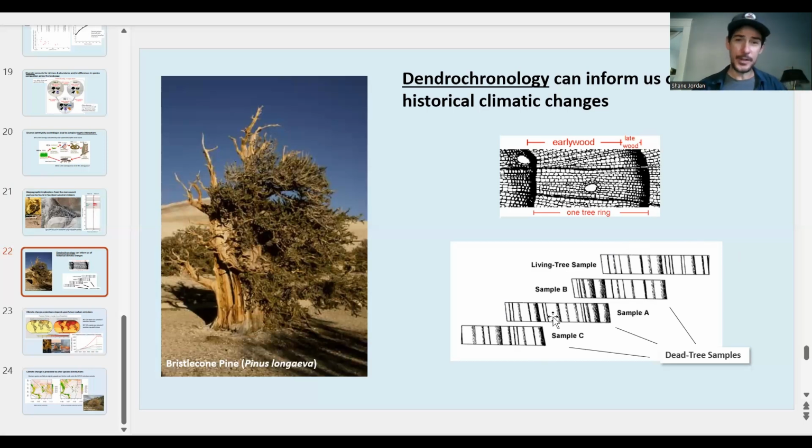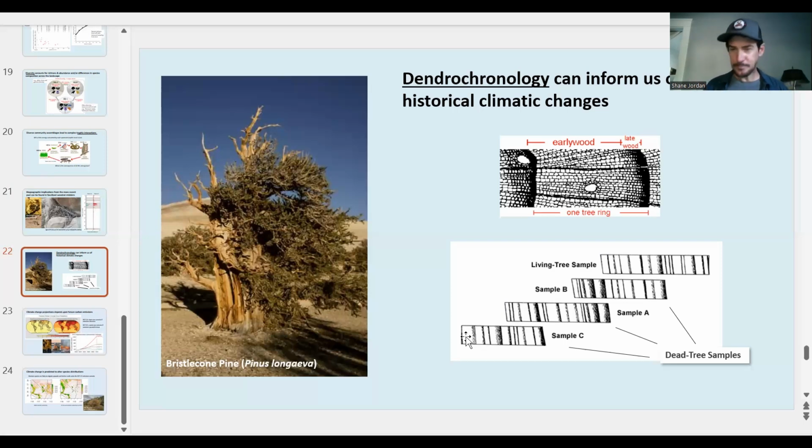So if in theory we had a living tree sample that was something like 5,000 years old, we might be able to cross-date it with sample B that lived longer ago and take our climate record back, say, 8,000 years, cross-date that sample with sample A, and that might be able to take our climate record back 10 or 12,000 years, cross-date that with sample C, and now maybe we're able to take our climate record back 15 or 20,000 years. So this is a really, really useful tool for understanding how climate has changed empirically.